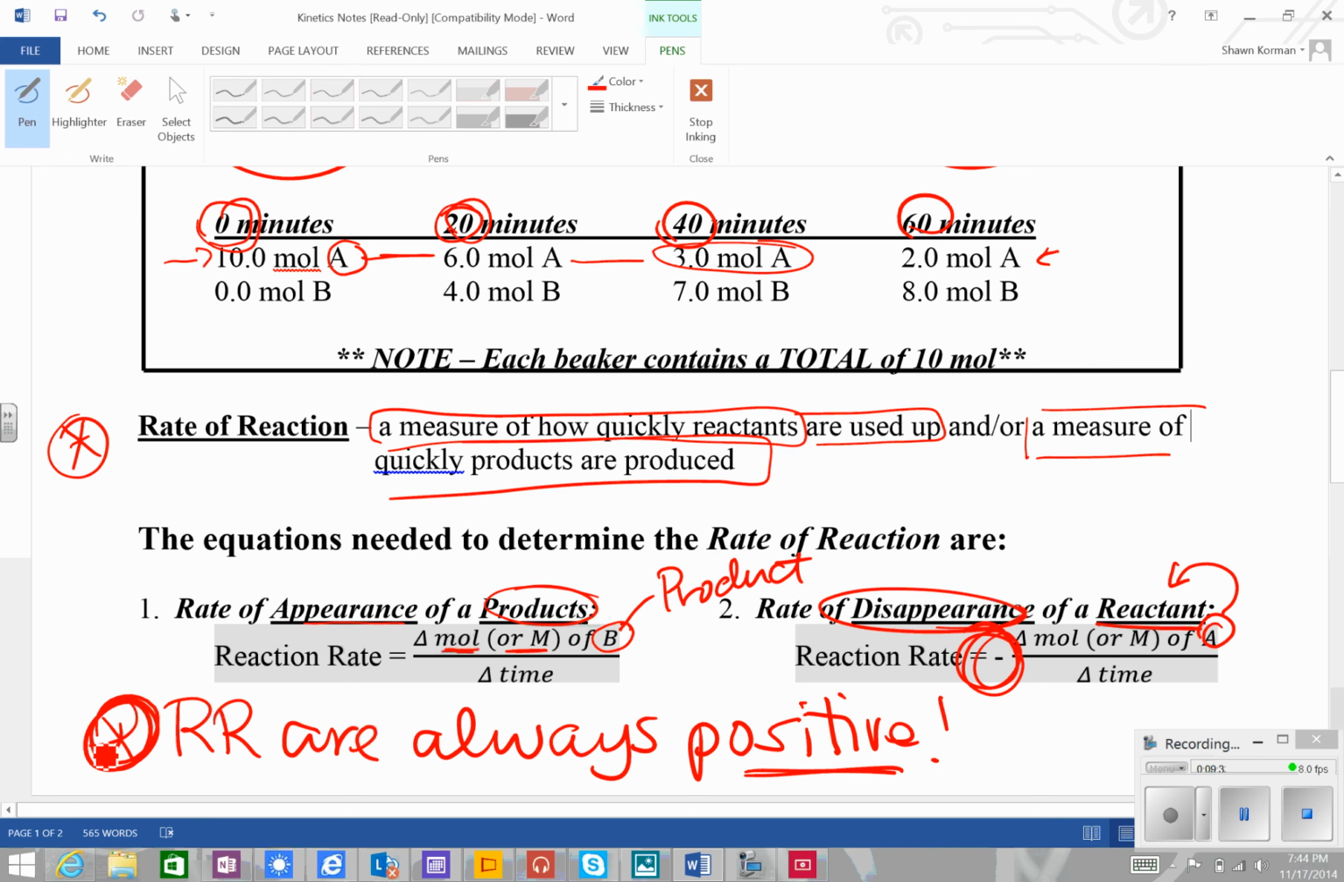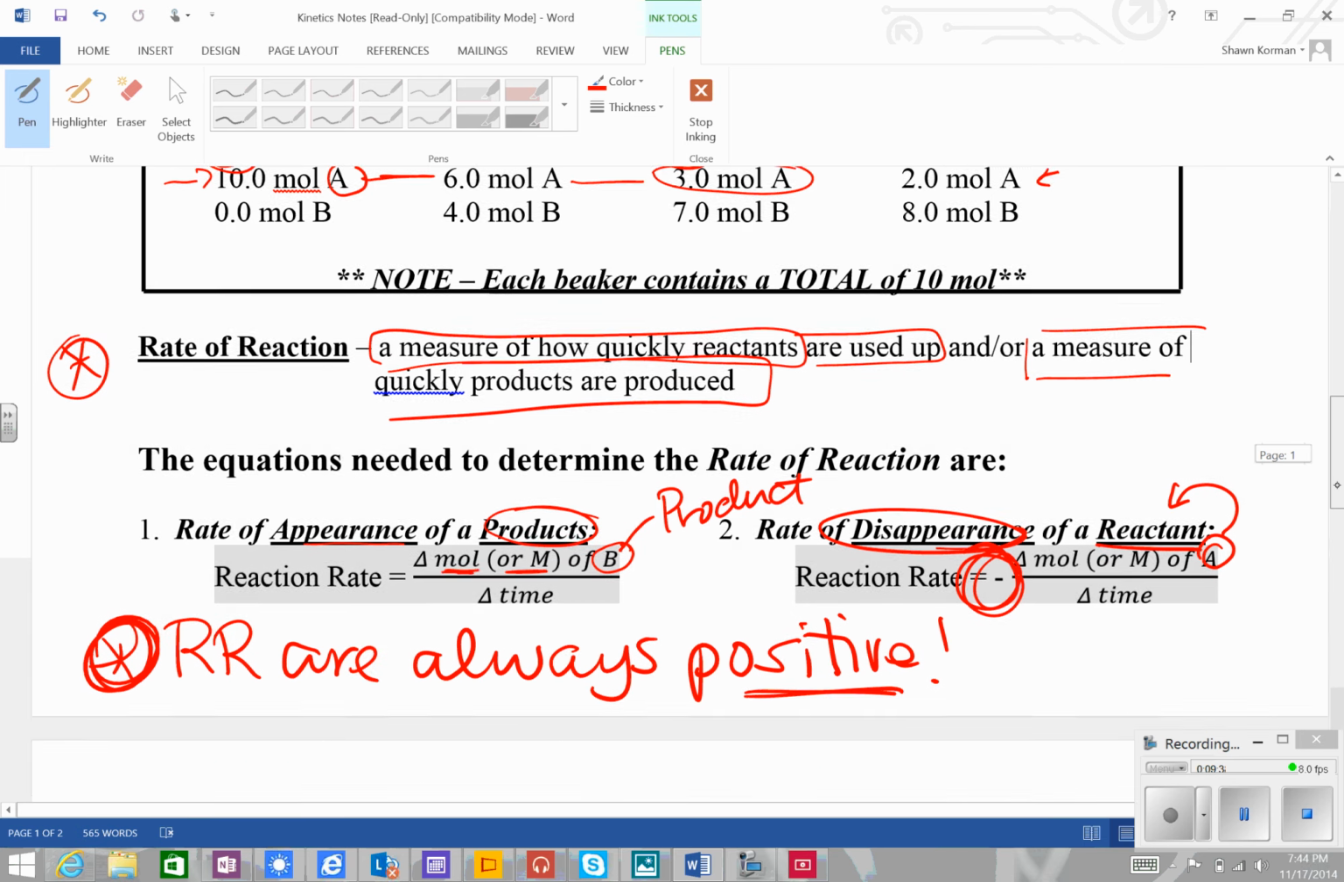Okay, so I'll show you how this works in just a second with a problem, but it's a pretty straightforward equation. It's a pretty simple equation to use.